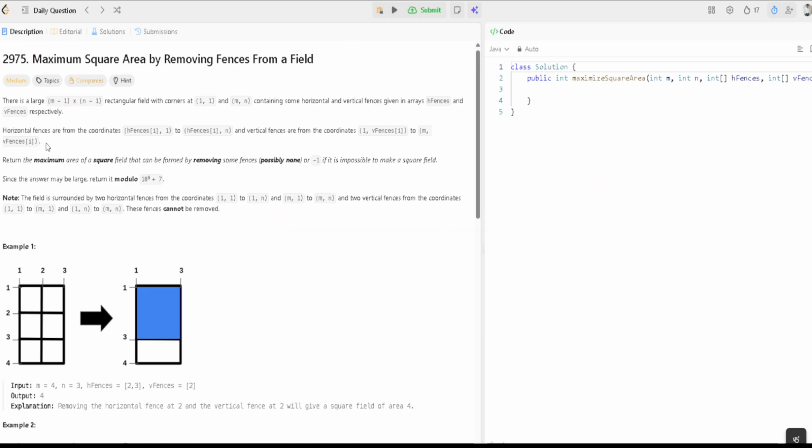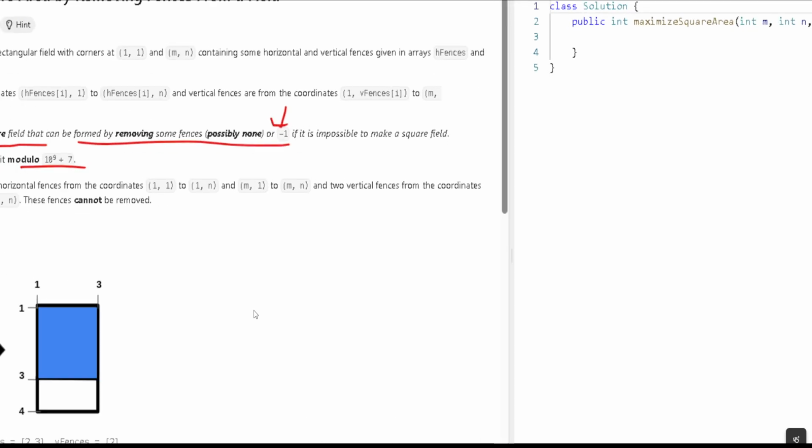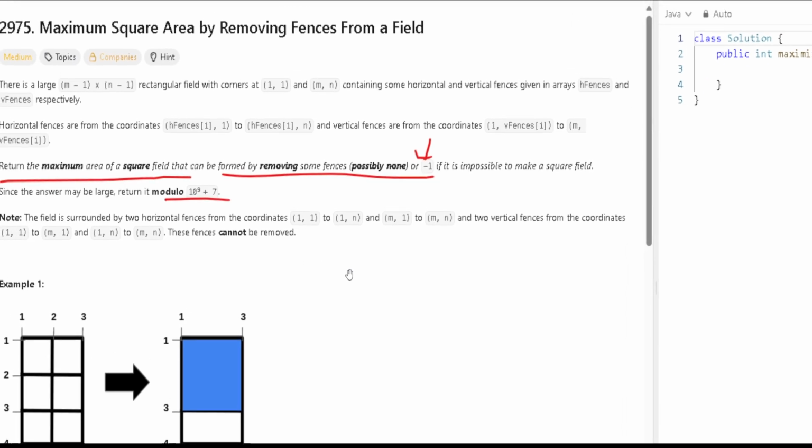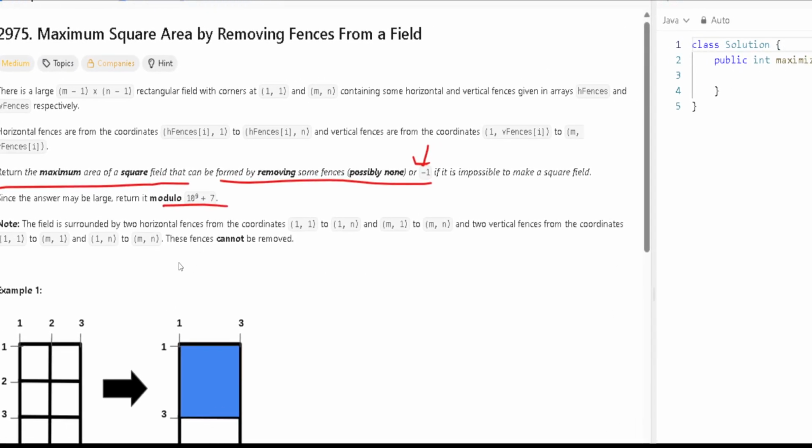It is saying to return the maximum square field that can be formed by removing some fences, or return -1. This is what the question is saying, guys. Since the answer may be very large, you can take modulo 10 to the power 9 plus 7. If you see here, it is impossible to make a square field, then we will return -1. Otherwise you return the maximum area of the square field, and we have to take the modulo of 10 to the power 9 plus 7.